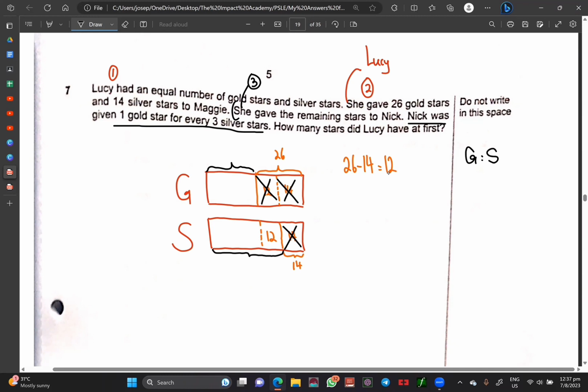Gold is to silver. Now, for every 1, you will see 3. So for every 1 gold star that you take, okay, you will see 3 silver stars. So let's say if you have 2 gold stars, you will see 6. If you have 3 gold stars, you will see 9 silver. If you have 4 gold stars, you will see 12 silver. If you have 5, 15 silver. If you have 6 gold, 18 silver. If you have, say for example, 7 gold, right, then what do you get? You get 21 silver. All right, that's what they are trying to tell us.